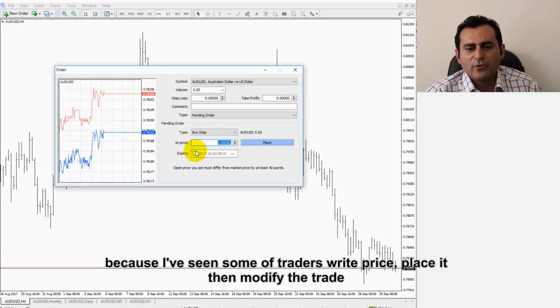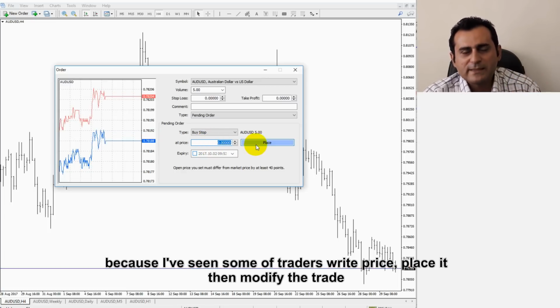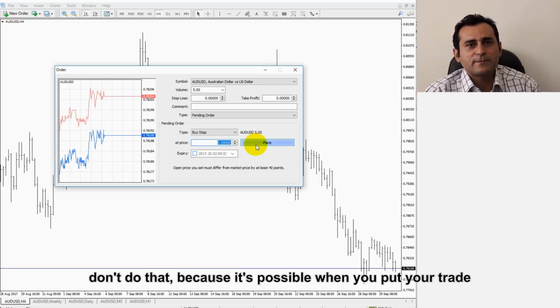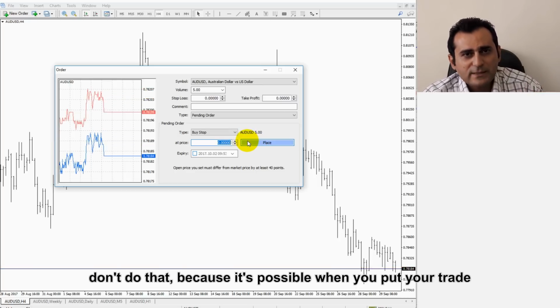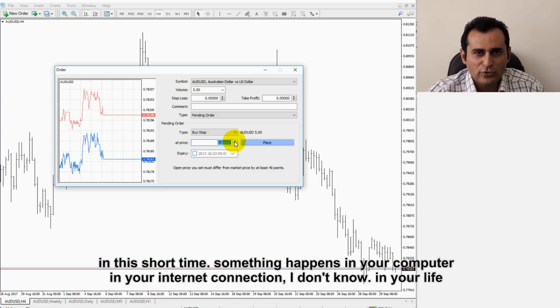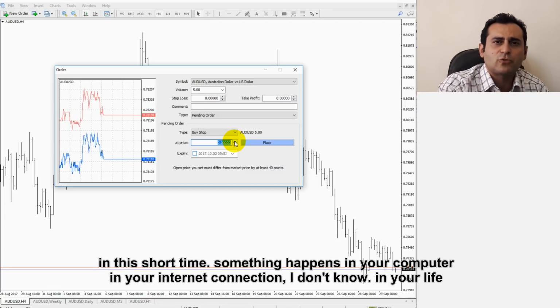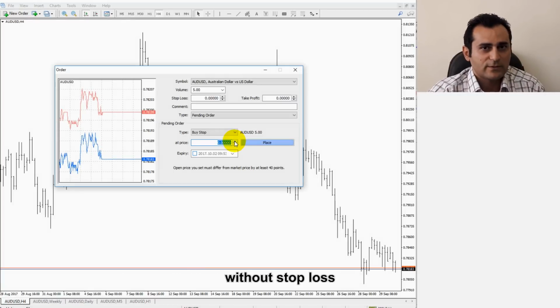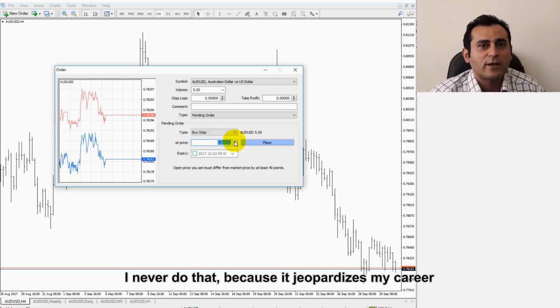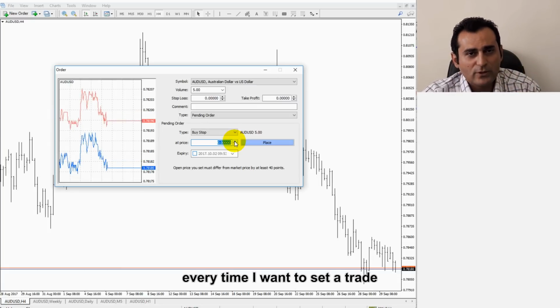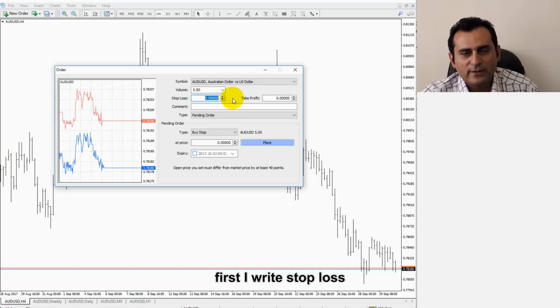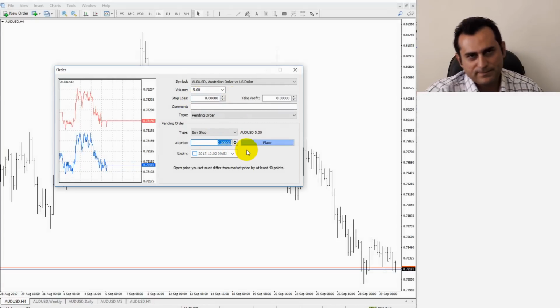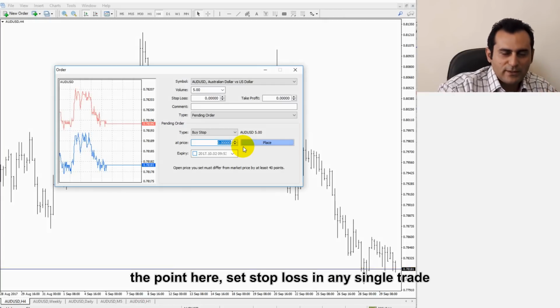I've seen some traders write the price, place the trade, and then modify it. Don't do that, because it's possible that in this short time something happens in your computer, in your internet connection, or I don't know, in your life. You shouldn't have an open position in the market without a stop loss. I never do that because it jeopardizes my career. Every time I want to set a trade, first I write a stop loss, then price, then place. Okay? So the point here: set a stop loss in any single trade.